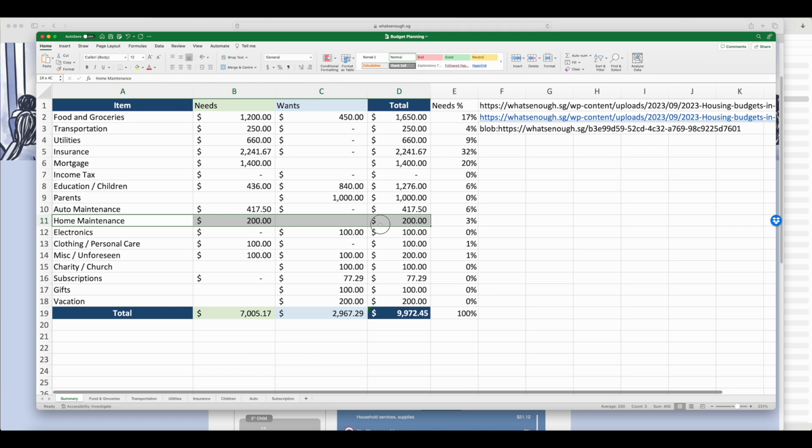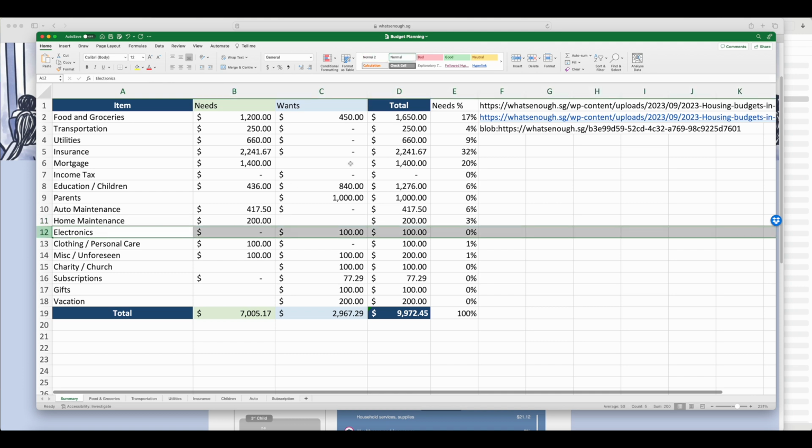Home maintenance. Can't really put a budget for this, but I put in at least 200 just in case I need to attend to plumbing issues, electricity issues, electronics. So this is really a one.